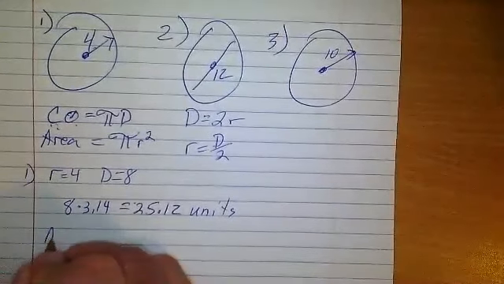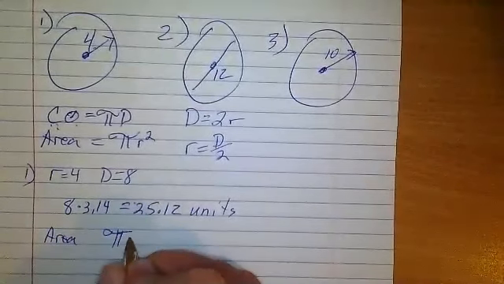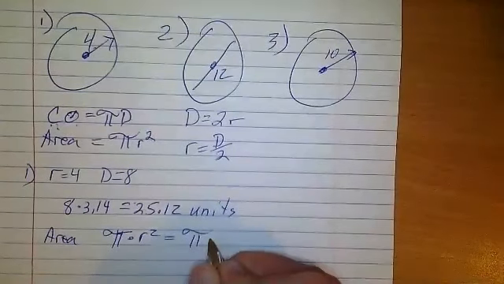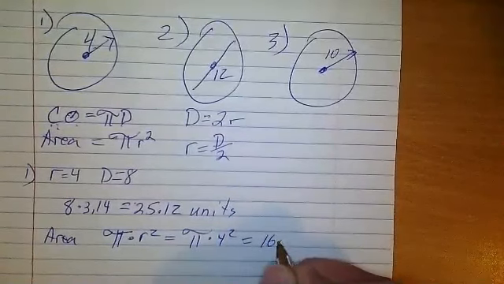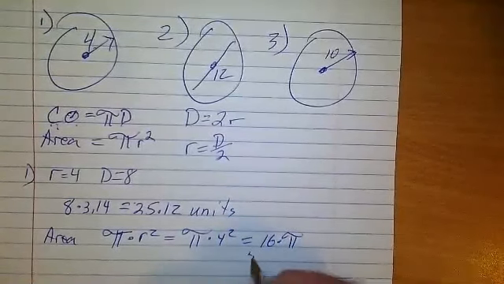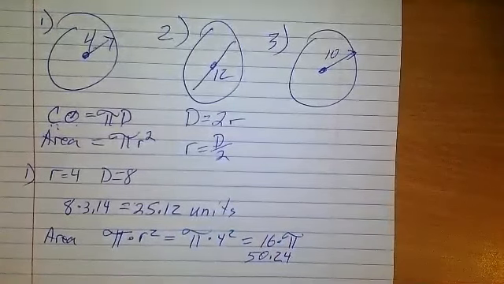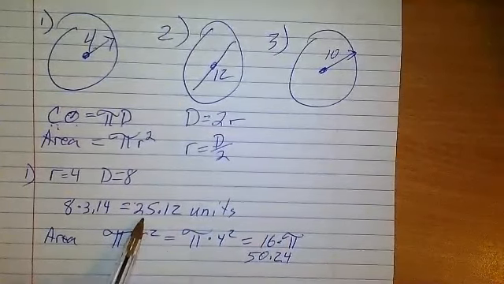And then the area is going to be pi times r squared, which is going to be pi times 4 squared, which is going to be 16 times pi. And I think we did that before. Wasn't that the 50.24 before? I think that's what we got before. It makes sense. It's twice as big, so it's going to be twice as that, right?